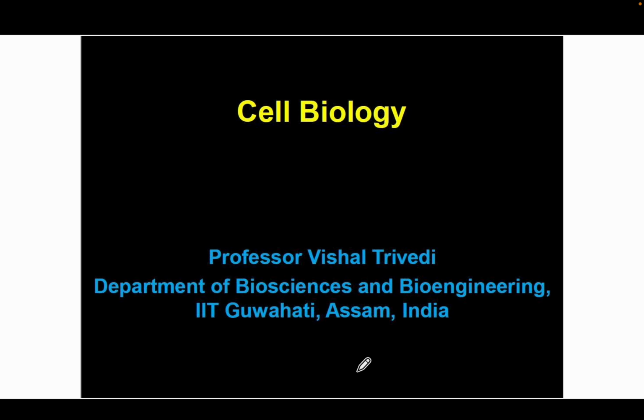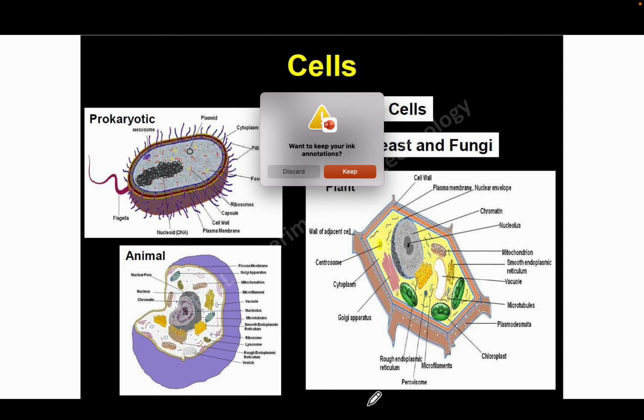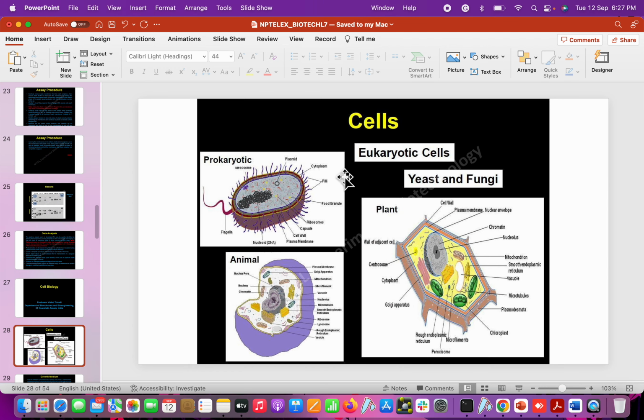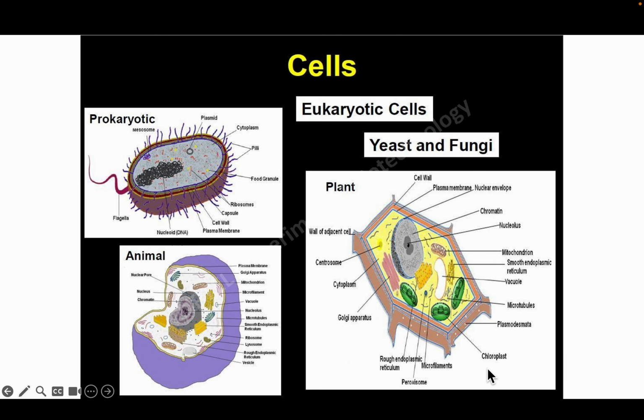So we'll be starting today's class by discussing cell biology. Now cell biology part 1 has been live. So here there are different kinds of cells. You can see prokaryotic cells, eukaryotic cells. So this is the animal cells, this is the plant cells, and there are fungi also.